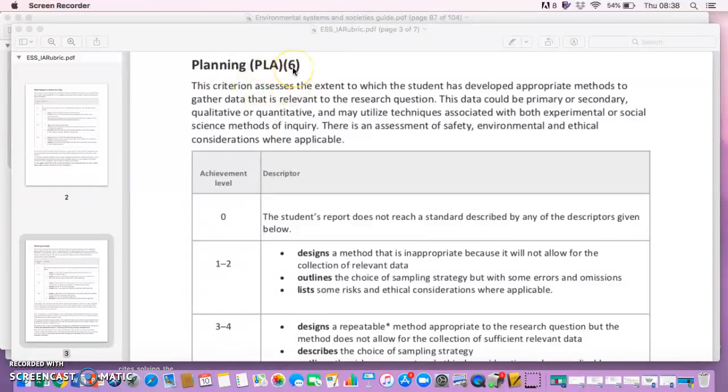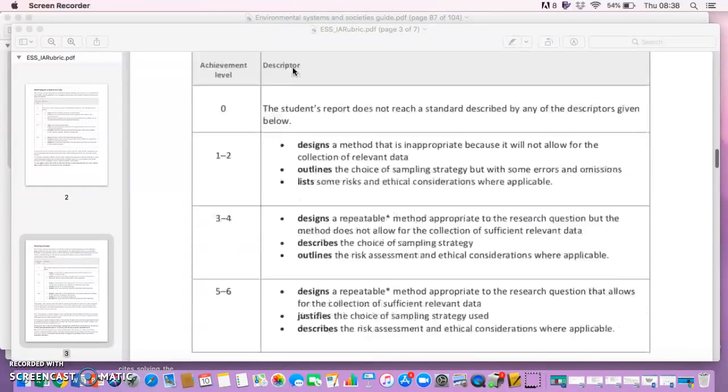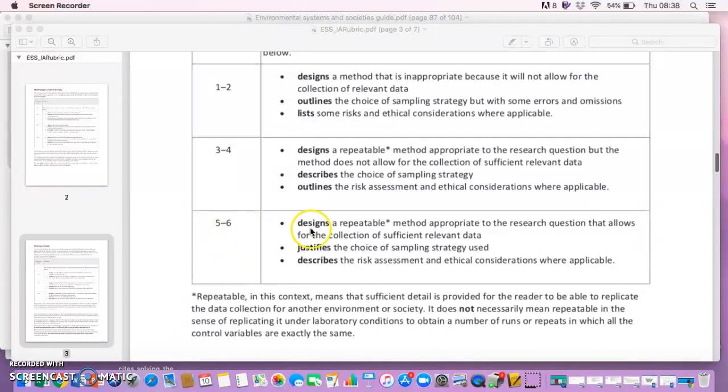Again, this section is 6 points. So if we look, it says 5 to 6 designs are repeatable. So that means that someone else could do exactly what you did. A repeatable method appropriate to the research question that allows for the collection of sufficient and relevant data. So for us, we will be doing something together. So we'll lay out exactly what it is that we're doing and how we're going to design it. And then it justifies the choice of the sampling strategy used.